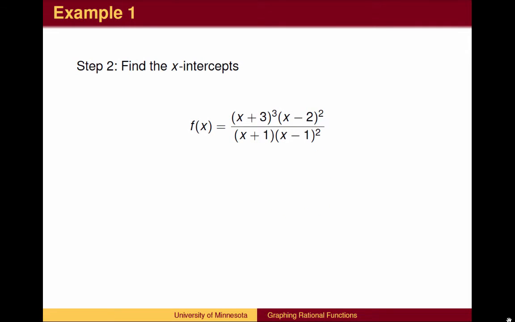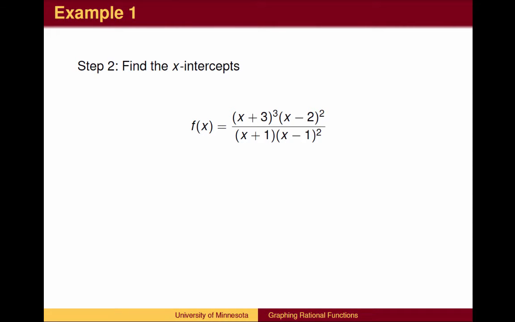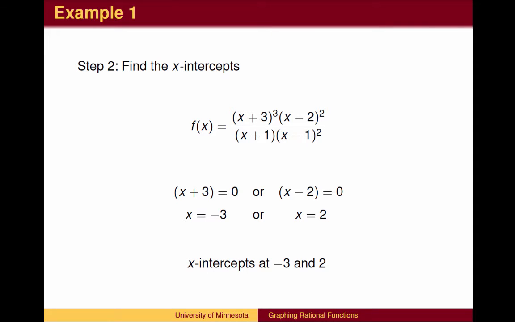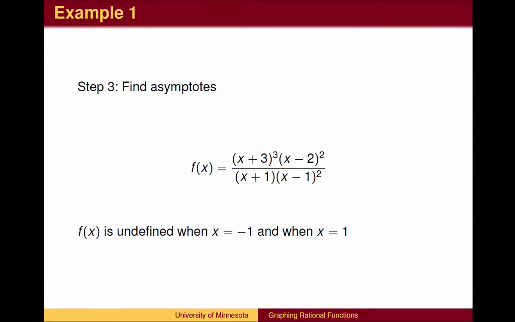The next step is to find the x-intercepts, which occur when the y value or function value is 0. A fraction will equal 0 only when the numerator equals 0. So we need to figure out when the numerator equals 0. This numerator is already factored, so all we need to do is set each factor equal to 0 and solve. The x-intercepts are at -3 and 2. We also wish to find where the function is undefined. This will happen when the denominator is 0. In this case, the denominator will equal 0 when x equals -1 and when x equals 1.